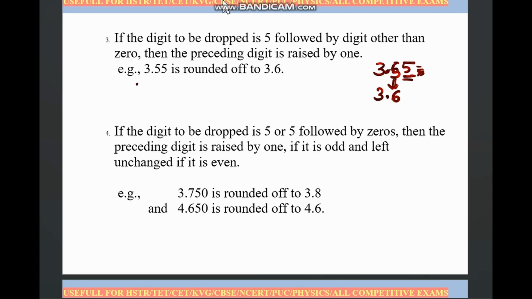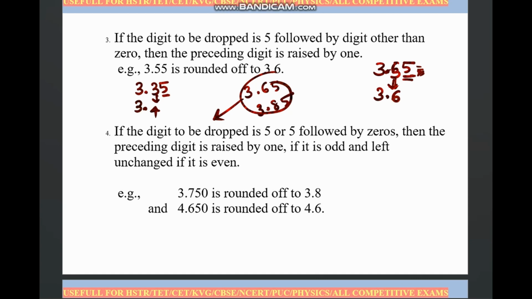I will take one more example, 3.35. Here 3.35 will be rounded off to, as it is equal to 5, this 3 will become 4. I will not take the 3.65 and 3.85 examples here, because these two examples are in rule 4.